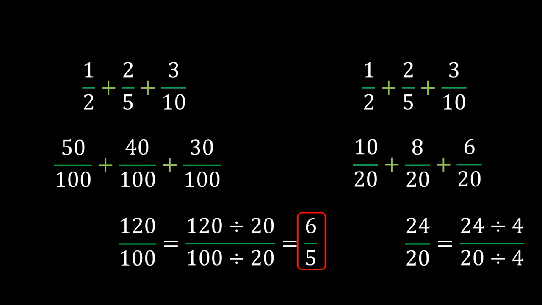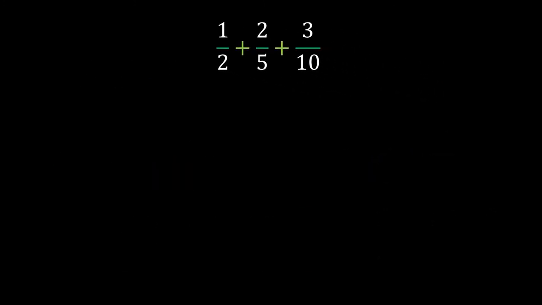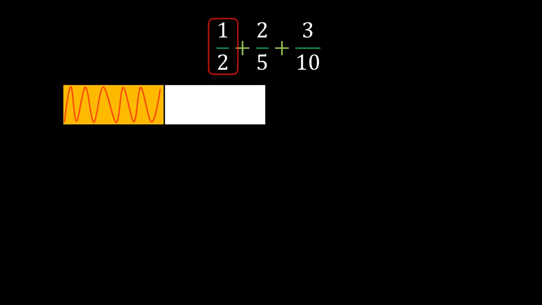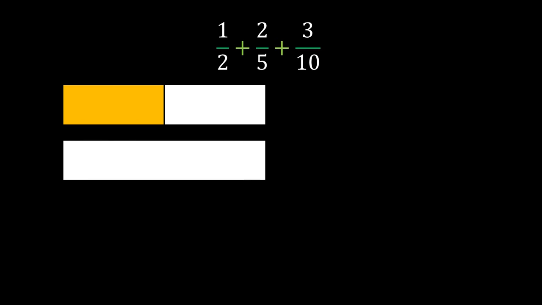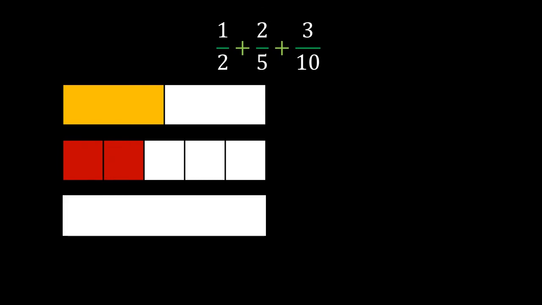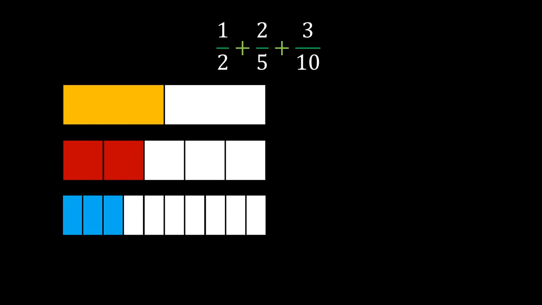Now in the last of this video, let's visualize whether this solution is the right solution. We take a strip, divide it into 2 equal pieces and shade one of them. So here is 1/2. We take another strip of the same size, divide it in 5 equal pieces and shaded 2 of them. So here is 2/5. And lastly, we take another strip of the same size, divide it in 10 equal pieces and shaded 3 of them. So here we have 3/10.